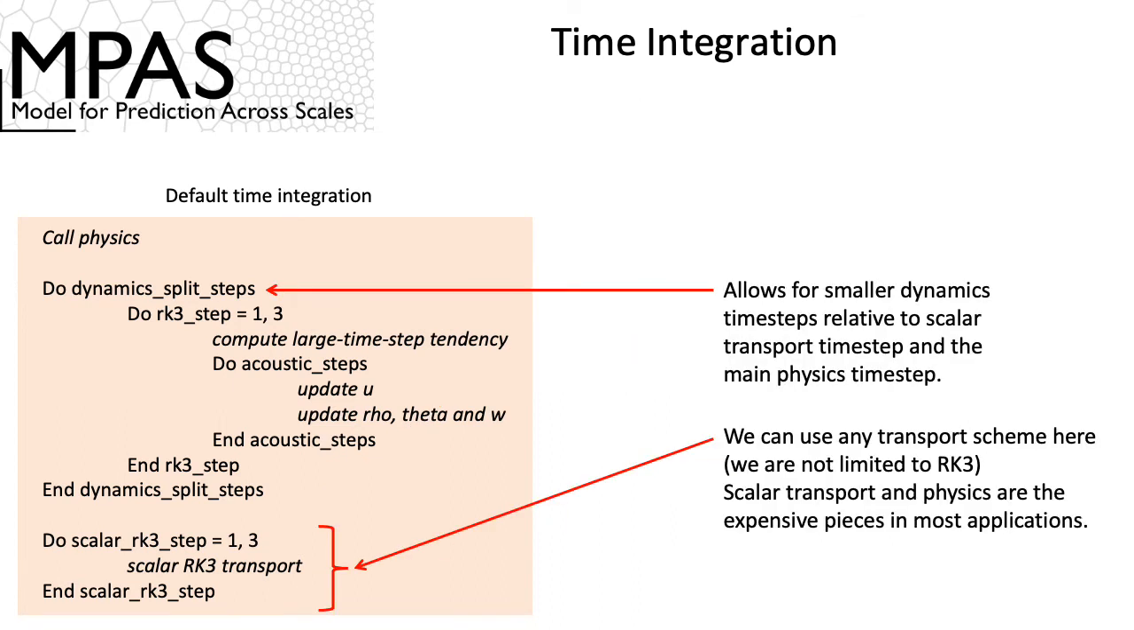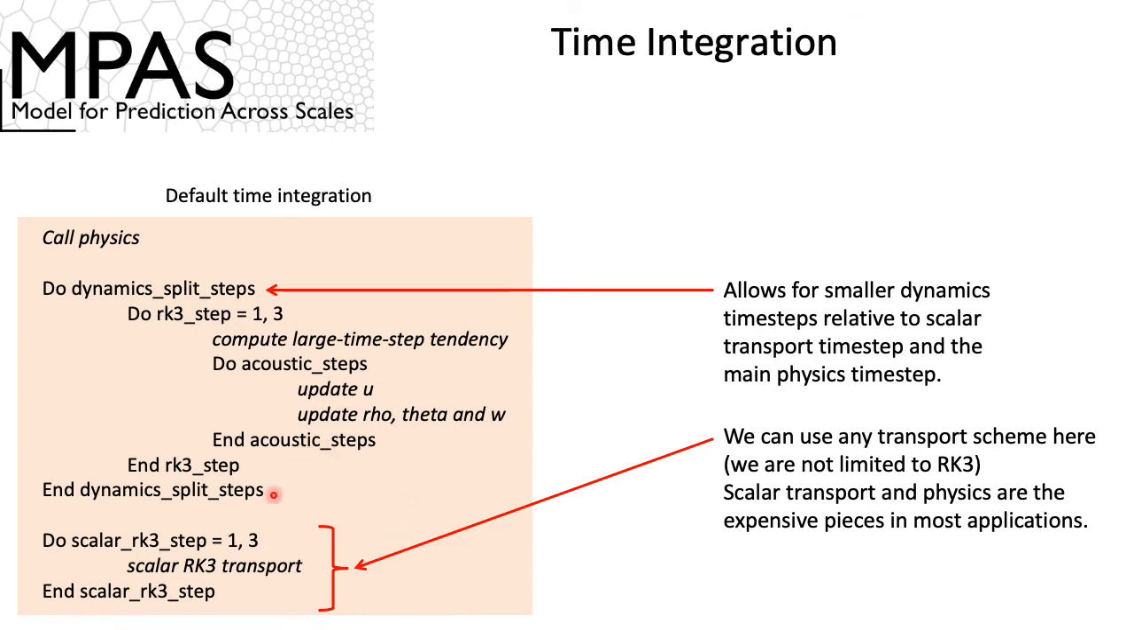The nice thing about this kind of splitting is, first, looking at the scalar transport here, we can use any scheme we want. Right now, we're using Runge-Kutta, but we can use other schemes if we so desired. And in the future, we're looking at potentially using other schemes within MPAS in this regard, although we think the Runge-Kutta time integration is actually fairly accurate and quite robust in this application. So we're sticking with it for now.